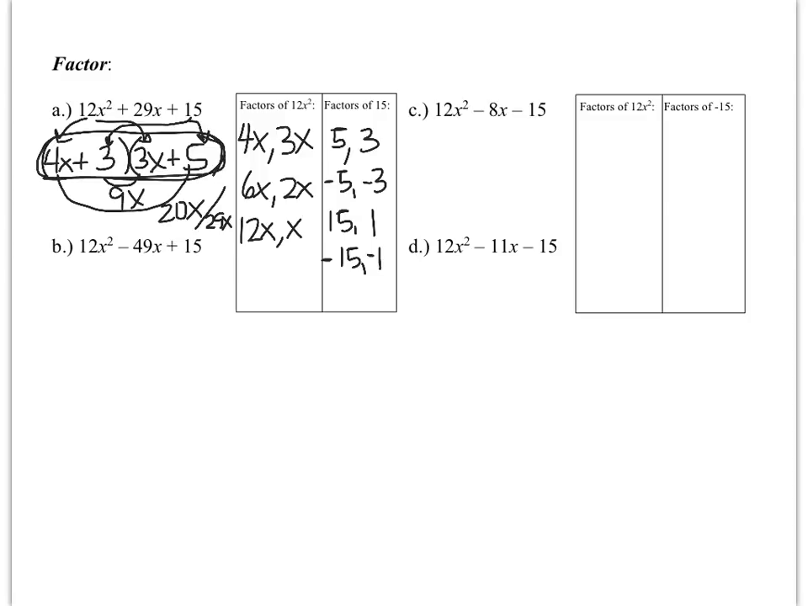And it doesn't matter what order your factors go in. You could write 3x plus 5 times 4x plus 3, just as long as your 4x is with your 3 and your 3x is with your 5, you're good to go.